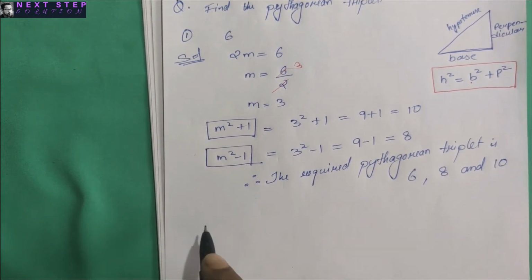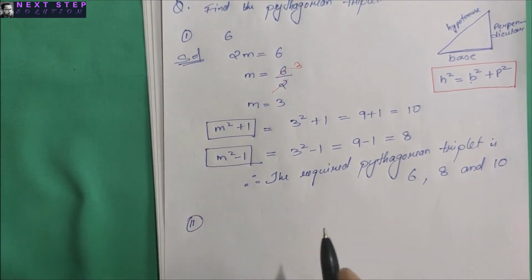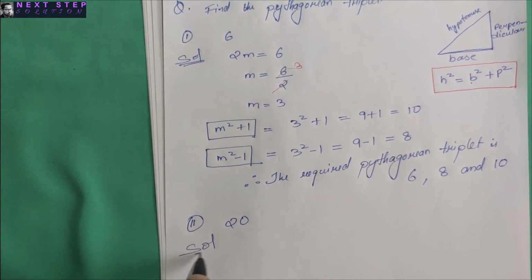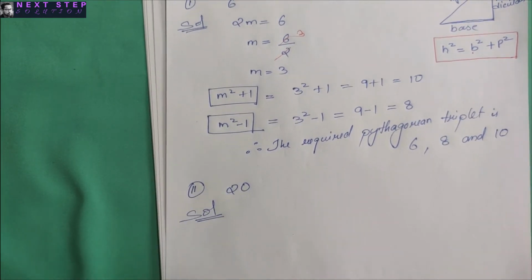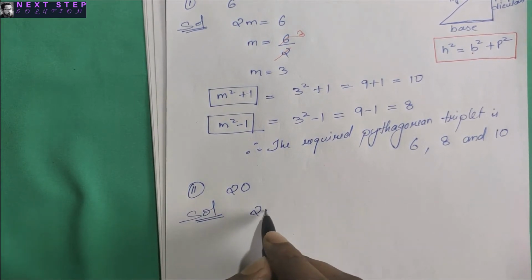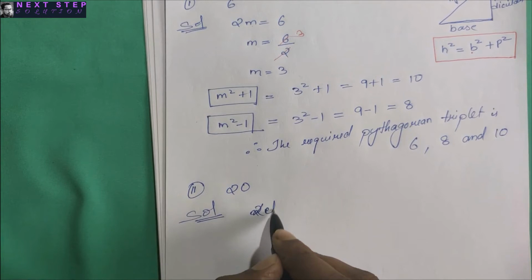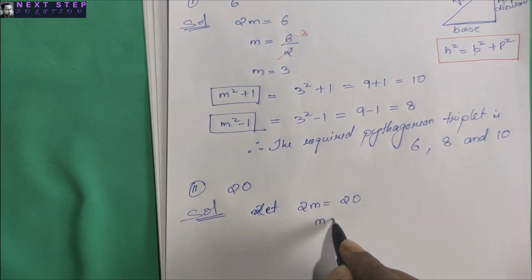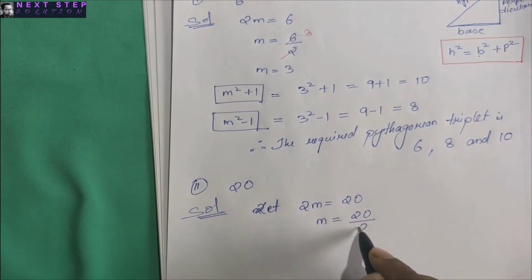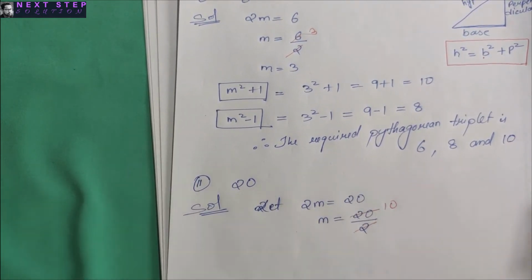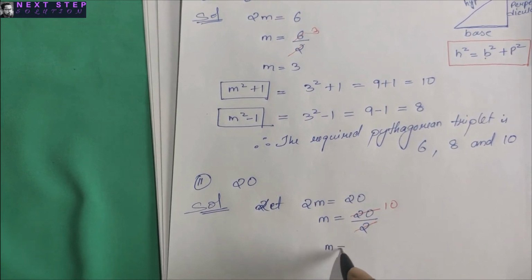Let me show you one more question, and then we'll move to the next topic. Suppose the number given here is say 20, and you want to find out the Pythagorean triplet of 20. First of all, we need to find out what is m. So we'll write down 2m. Let 2m equal 20. So m will be equal to 20 divided by 2. Both the numbers are divisible by 2. 2 1s are 2, 0, 10. We got m equals 10.